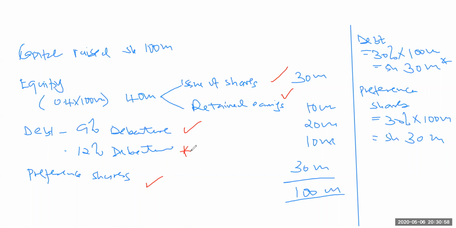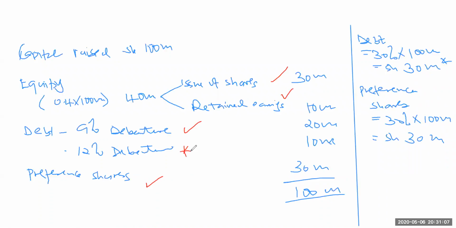We need to get the cost of the 12% debenture. So, another working for it. Here we only need to get the cost of the 12%. We have already done the others. The only bit remaining is the 12% debenture. Okay, so cost of 12% debenture.